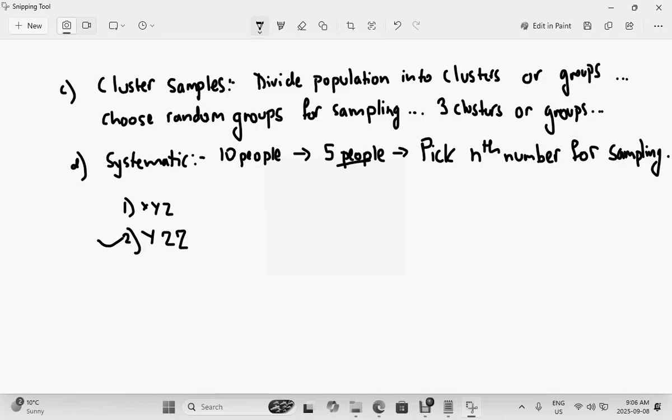Now, apart from systematic, you also have convenience sampling. This would be a retail store, for example. Now, in a retail store, if an employer has 10 customers shopping around within that store, the employer will go ahead and survey those 10 customers.